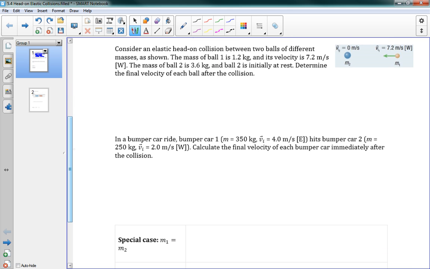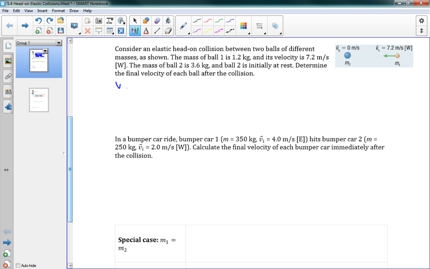Problem 1 here says, consider an elastic head-on collision between two balls of different masses as shown. The mass of ball 1 is 1.2 kilograms and its velocity is 7.2 meters per second west. You can see that's the one on the right in the picture. The mass of ball 2 is 3.6 kilograms and ball 2 is initially at rest. That means we can use our special case formulas. Determine the final velocity of each ball after the collision. Okay, so let's see here.